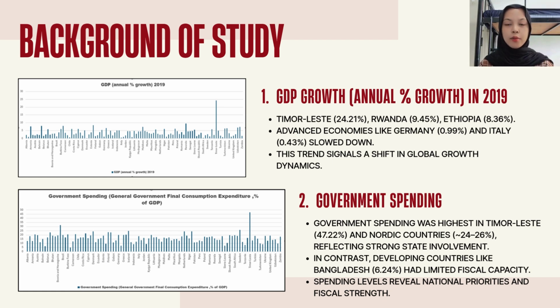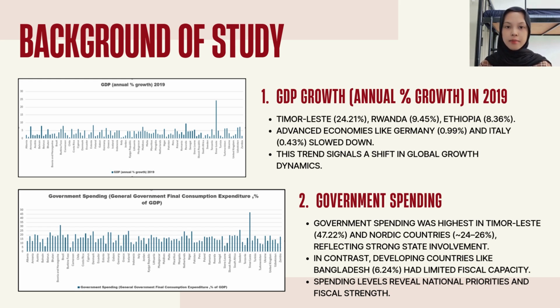So in this part, I will explain the background of this study. For the first variable, that is GDP growth, the graph shows that the highest economic growth came from developing countries. Timor-Leste recorded an exceptional growth rate of 24.21%, followed by Rwanda and Ethiopia. Meanwhile, developed nations like Germany and Italy showed growth near zero. This reflects a significant shift, that global economic momentum is increasingly driven by emerging economies.